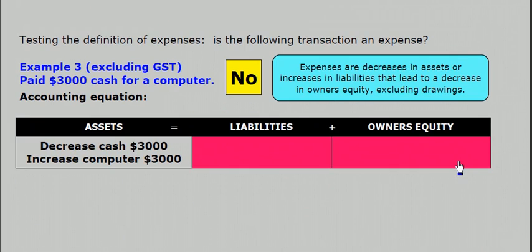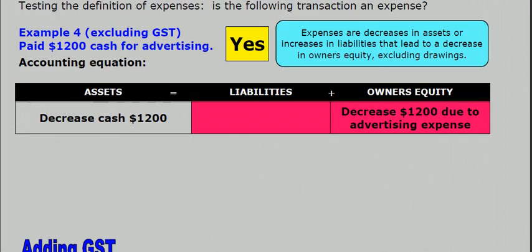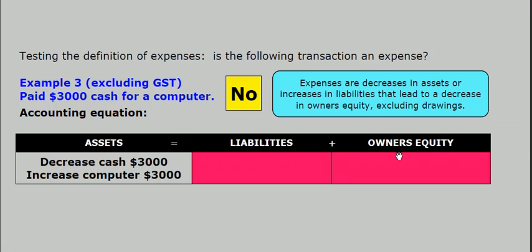Here's another example. We have bought a computer for cash. Let's exclude the impact of GST. It makes no difference to an expense. So we're buying a computer for cash. The computer, of course, is an asset. So what happens is there is a decrease in the cash assets, $3,000, and there's an increase in the computer assets, $3,000. No net change to assets, no effect on liabilities, no effect on owner's equity. So it does not meet the definition of an expense because it doesn't lead to a decrease in owner's equity. So it cannot be an expense.